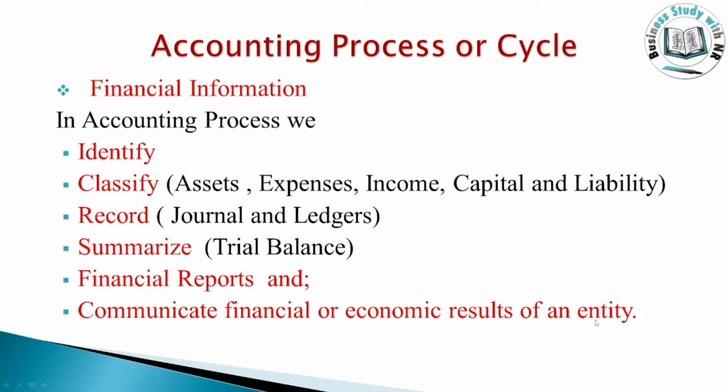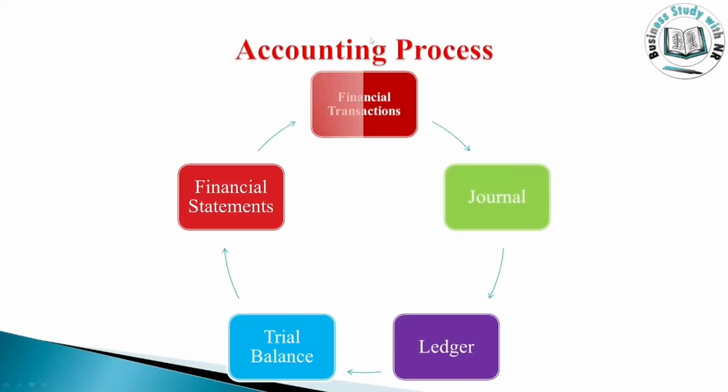and then we communicate the financial or economic results of an entity to the management, to the stakeholders, to the shareholders. You can also understand the accounting process with a diagram. First of all, the story starts with a financial transaction or financial information or financial data. We record this financial information into journal and further summarize into ledgers and further summarize into trial balance. And from this trial balance we generate financial reports.